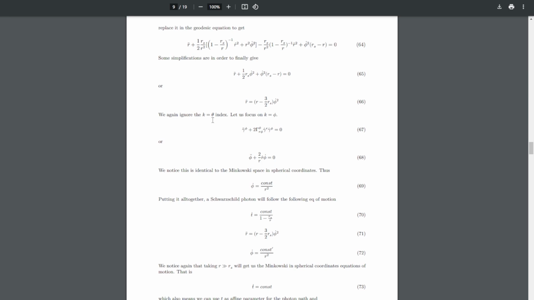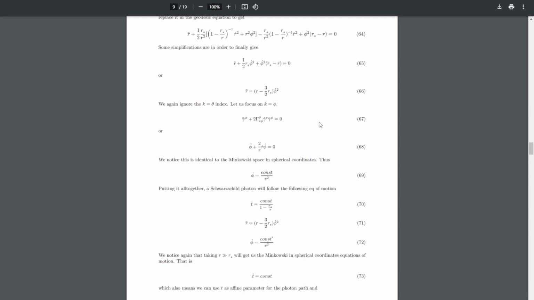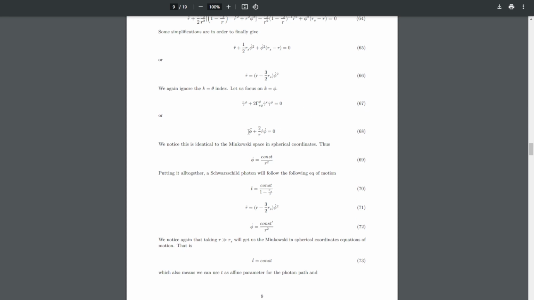Now, of course, we can exchange theta for k to find out the equation of motion for theta, but like we said, we are in the equatorial plane, so we ignore this, and then we substitute k for phi. We pick the only non-zero Christoffel symbol, and we end up with this equation of motion right here.